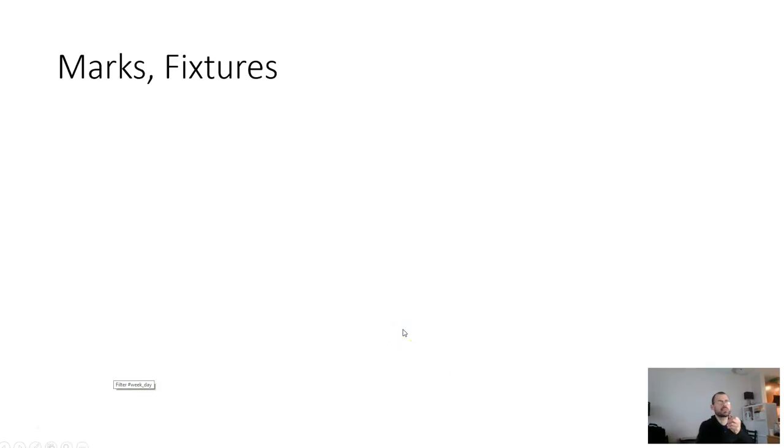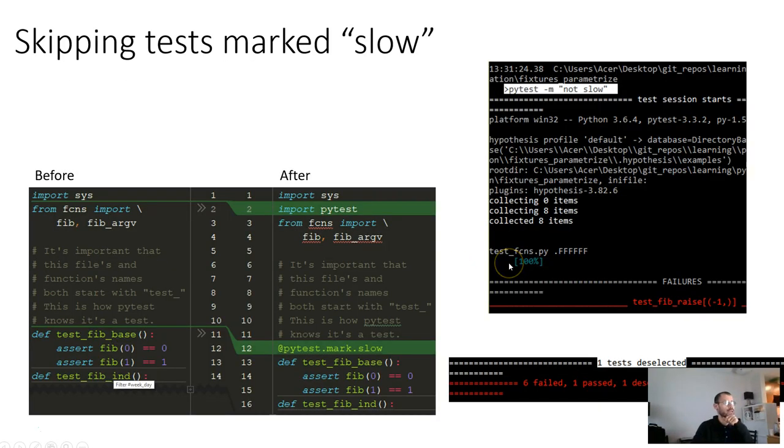All right, so let's move on to marks and fixtures. This is our code before, and now we're importing pytest, and then we're adding this decorator, pytest.mark.slow. Pytest.mark is built into PyTest. Slow is the marker that we're making up. So now this test is marked as slow by this decorator.